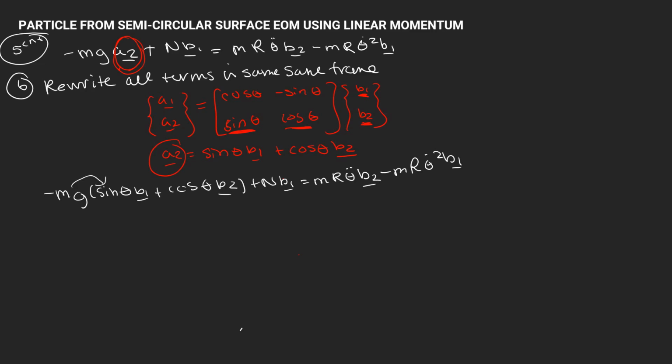And then I can distribute this negative mg term out, so I am left with negative mg sine theta B1 minus mg cosine theta B2 plus NB1, and then that's equal to the following.